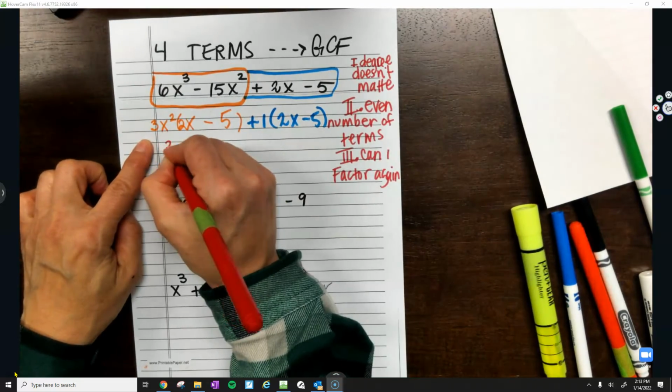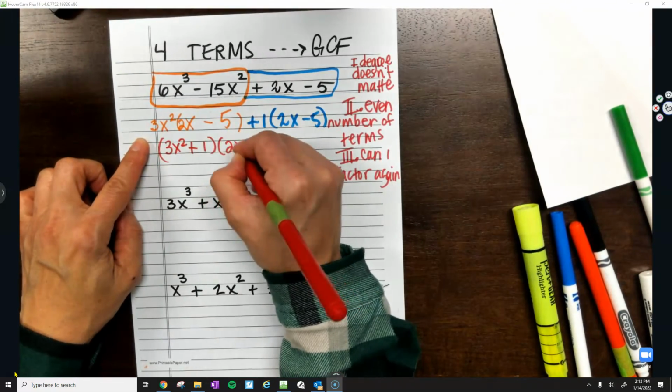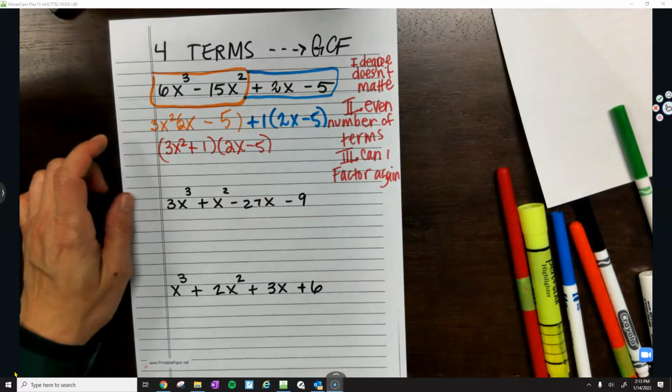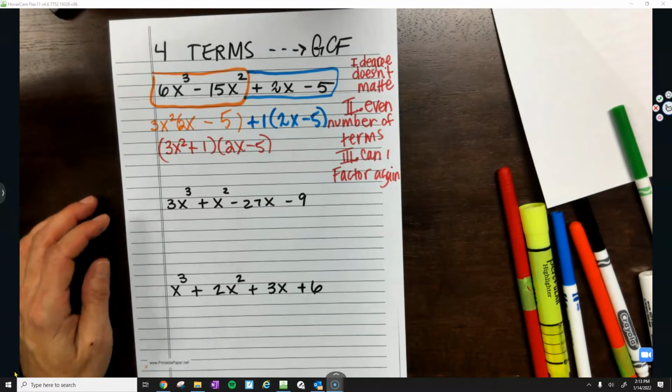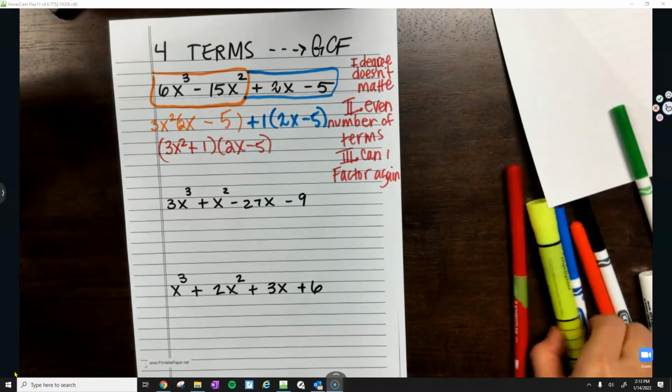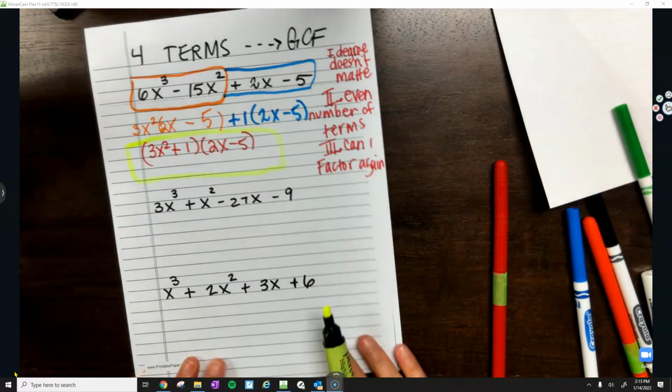Put 3x squared plus 1 in one of them, and then 2x minus 5 in the other one. And then ask yourself, can you keep going? No, you cannot. So you're going to box that in because that's how that works.